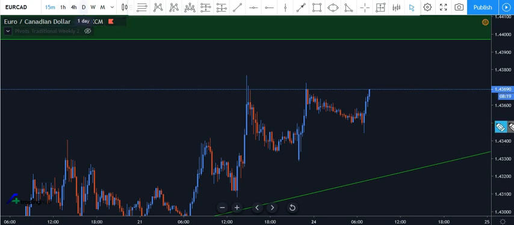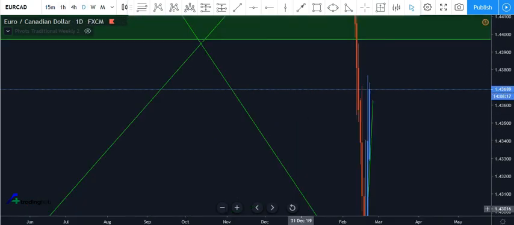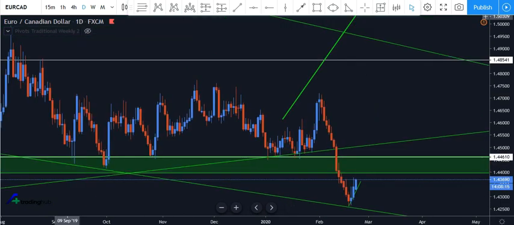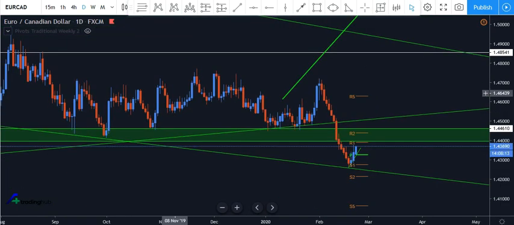R5 is way far, so R2 is closer. So at least price may hit up that R2 before now. Alright, so R2 is closer, which is around here, and R5 is way far. So your target for this week should be here, at the 1.4461 zone. That should be your target.